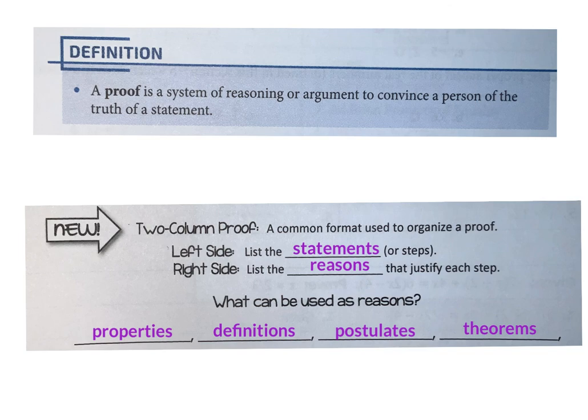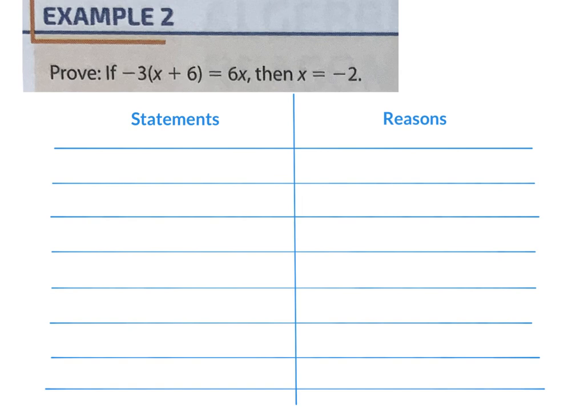Certain things that you can use in proofs: you can use properties, definitions, postulates, and theorems. Remember, postulates and theorems, that term comes from chapter 1. When you start a proof, it will give you a statement like this. It'll either give you an if-then statement, or it'll say, given this, prove that. All right? When they say given this, they have actually handed you your first step in the proof. If they use an if-then statement, the hypothesis is your first step in your proof.